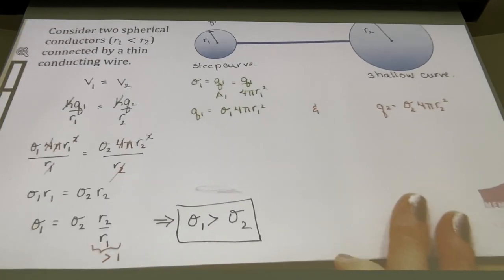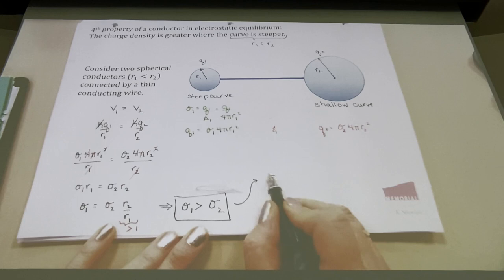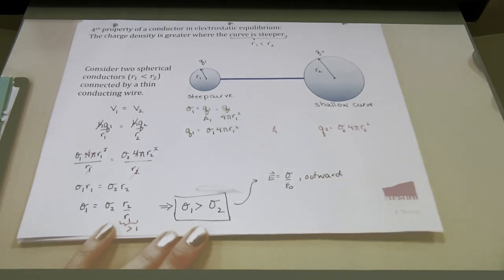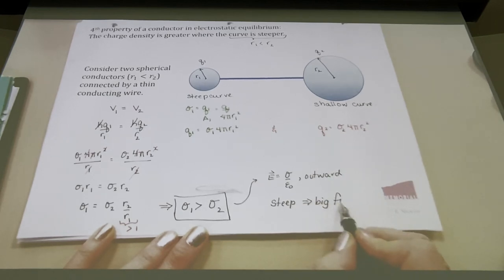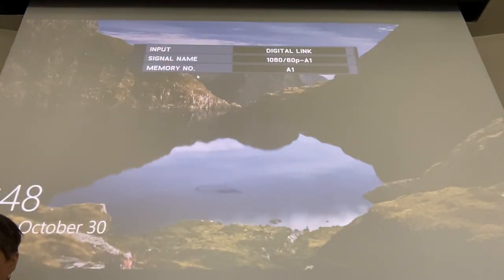So we have proven that final property, that the charge density is the greatest where the curve is steepest. Our next conclusion is that the electric field is sigma over epsilon naught outwards. What that tells us is that a steep object means a big field. Another way to describe something really steep is pointy. So something pointy has a big electric field. I think I have just enough time to show you a video of why that matters and the application we can use, which is lightning rods.